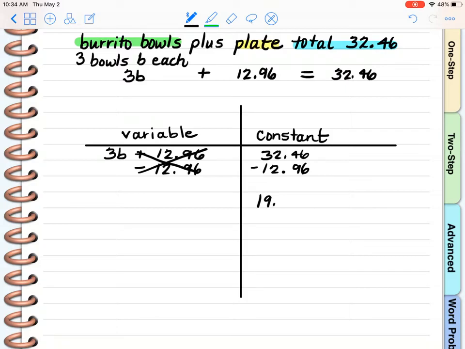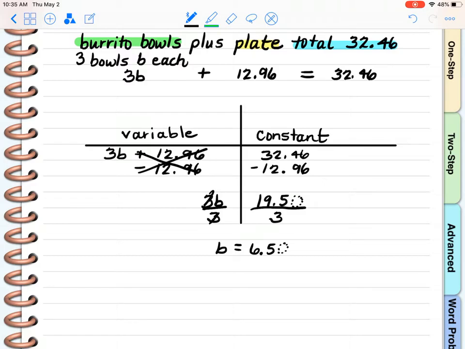You end up with 19.5, and that is the same as $19.50 for 3 burrito bowls. But we want to know about 1 burrito bowl. So let's divide the coefficient away, and you're left with 6.5, or $6.50 for 1 B. 1 bowl is $6.50.